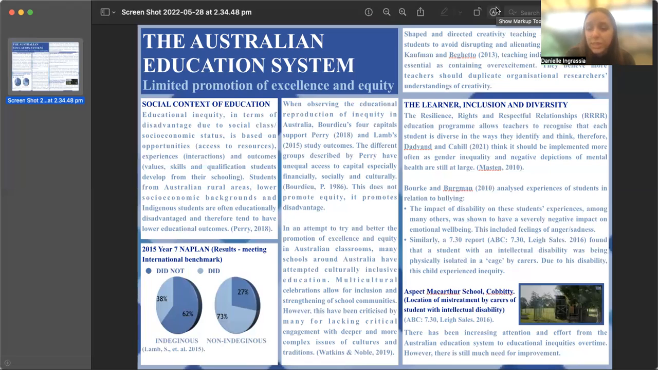There has been increasing attention and effort from the Australian education system toward educational inequities over time. However, there is still so much need for improvement as the promotion of equity and excellence is still quite limited.